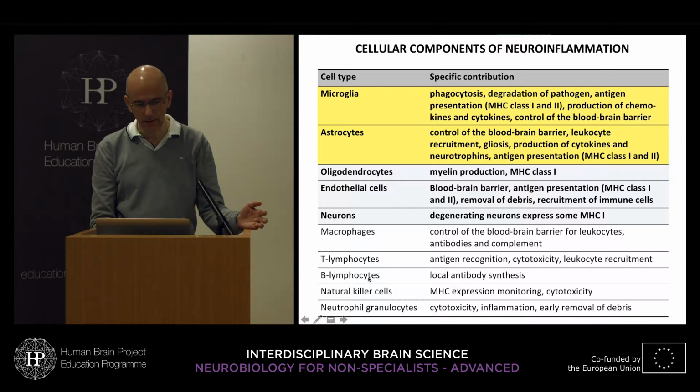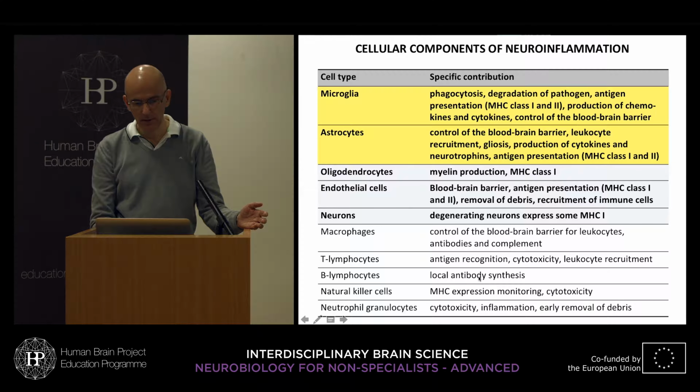And finally, there are also a couple of cells from the peripheral immune system, macrophages, T lymphocytes, B lymphocytes, natural killer cells, and neutrophil granulocytes, which all play an important role in inflammatory responses in the nervous system. Macrophages are important for the control of the blood-brain barrier for leukocytes, antibodies, and complement interaction and cellular toxicity. T lymphocytes are, of course, important for antigen recognition, for cytotoxicity, and for leukocyte recruitment.